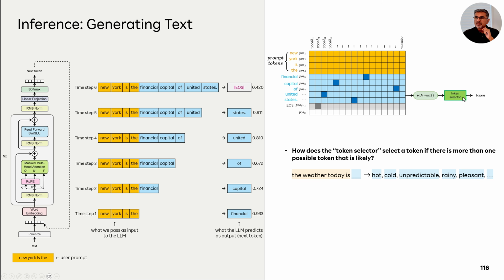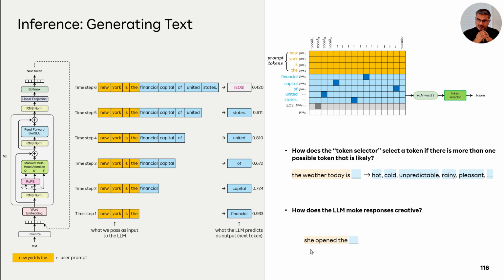I show you this green box. After softmax, there is this green box called token selector. So what does this token selector really do? We'll study that next. But the other problem that you also want to understand is how do you make the LLM's responses more creative? For example, let's say the prompt I give is, "she opened the", and I want to predict the next set of words after this.